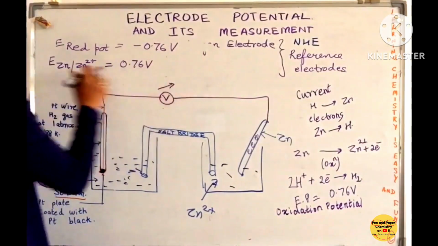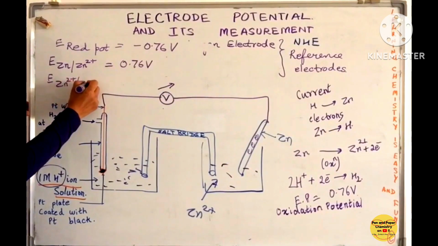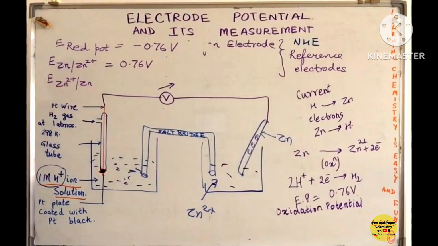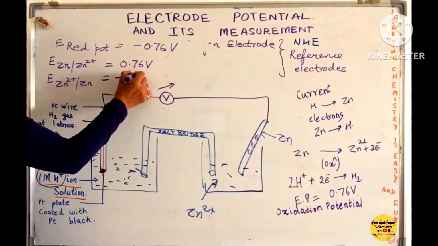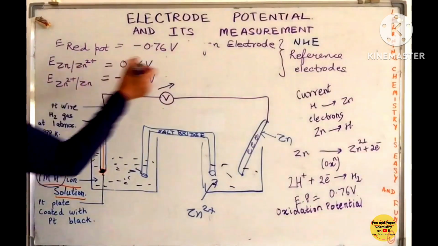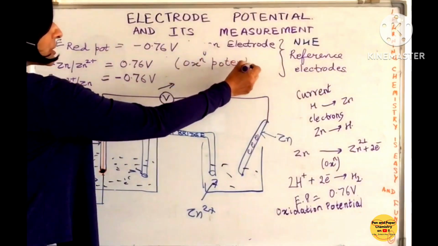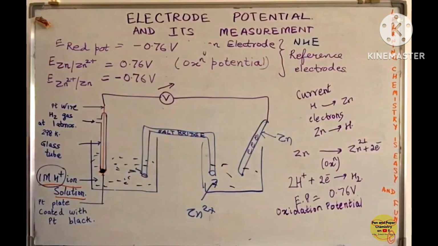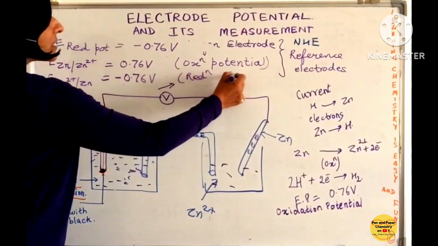The same thing I will write in the opposite direction. If zinc ions have to change to zinc, what will be the potential? Yes, it will be the opposite sign, that is minus 0.76 volts. So I see very clearly, this is what we call oxidation potential: potential to get oxidized. This is called reduction potential.